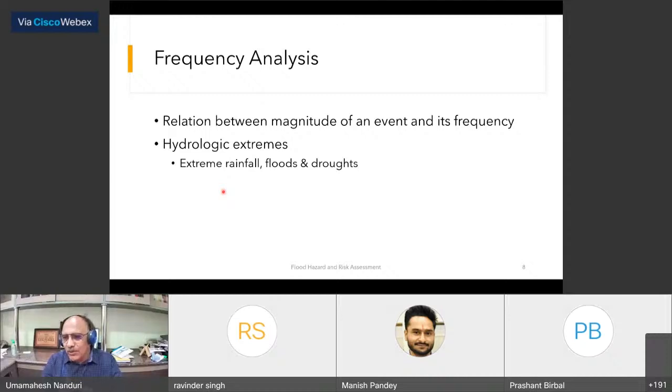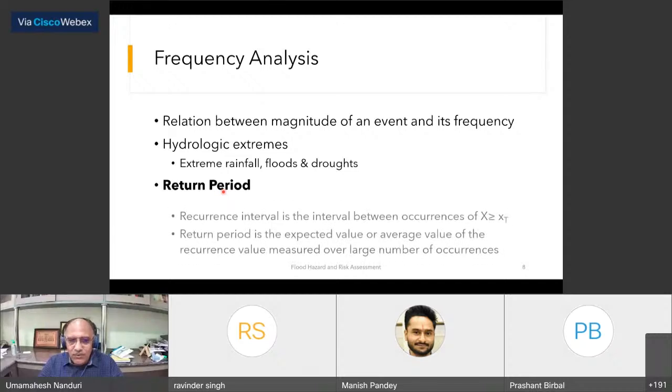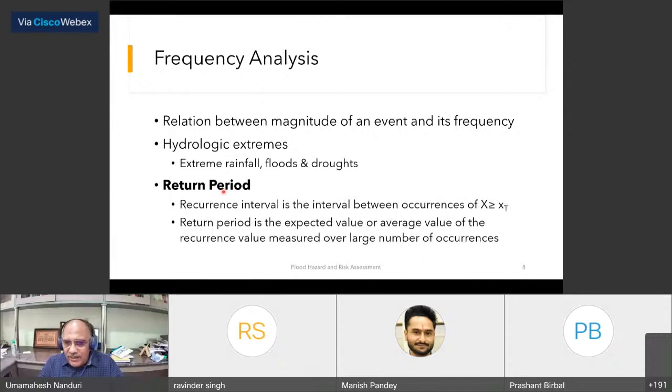Okay. So what we do in the frequency analysis is talk in terms of the relation between the magnitude and the frequency. Now, for frequency in hydrology, we use the concept of return period. Again, this is not new for you. I'm just trying to revisit this definition so that it will help you recollect what you studied in your hydrology course. So we talk in terms of return period. Return period is what we can define as the recurrence interval.